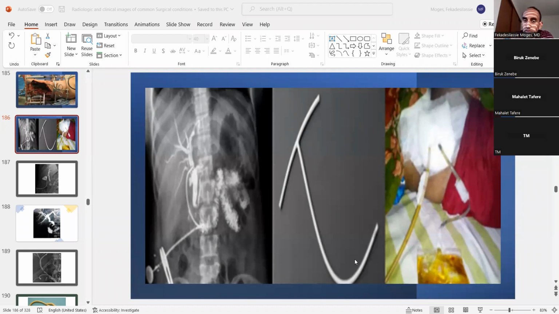After the procedure is completed, maybe after a couple of days, you would go ahead and do some imaging called what? What kind of imaging do we do? What do we see here?